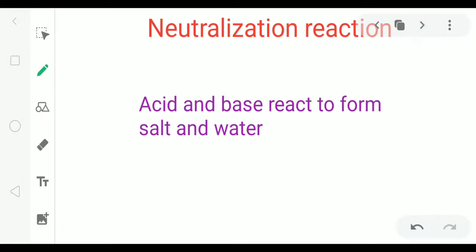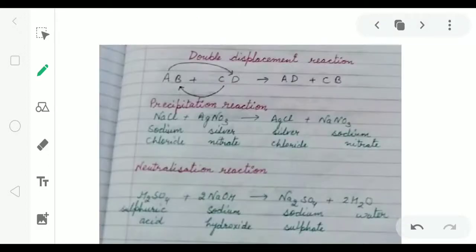Neutralization reaction. When acid reacts with base to form salt and water. This we have done in acid-base chapter also. When acid and base react to form salt and water, it is called neutralization reaction.